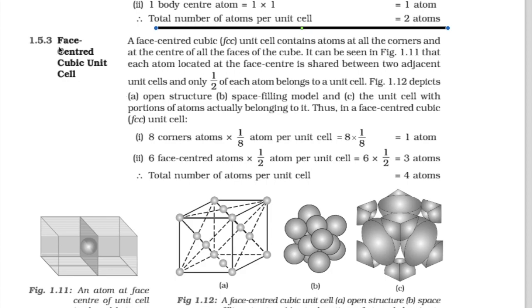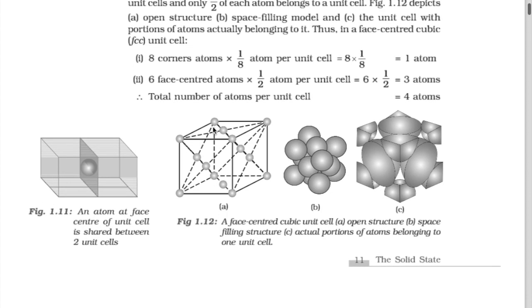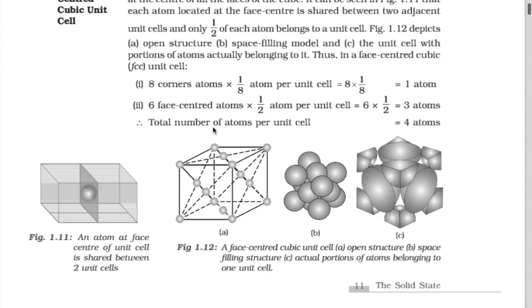The next type of unit cell is the face centered cubic unit cell. As we know, in this type of unit cell, particles are present at the corners and one particle is present in the center of each face. There are 6 faces in a cube, so a total of 6 atoms are present at the 6 faces. How can we calculate the total number of atoms in a face-centered cubic unit cell?